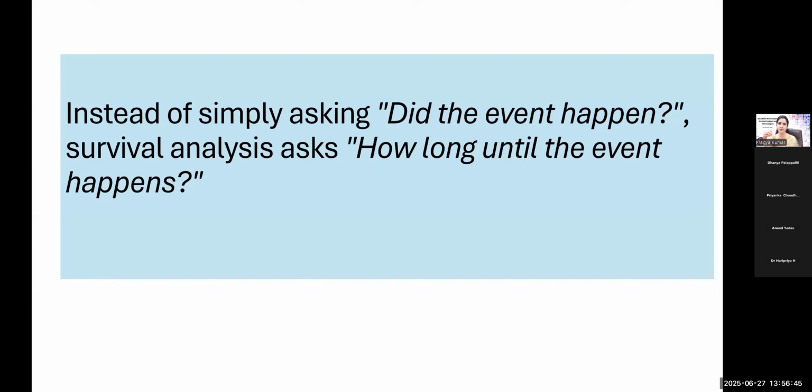So instead of simply asking, did the event happen? Survival analysis asks how long until that event happens. Okay, so remember we have emphasized that term until. Remember that until because it will help you to understand the difference between hazard and the survival. That's why whenever we call survival, we say that this is time until that event happened.